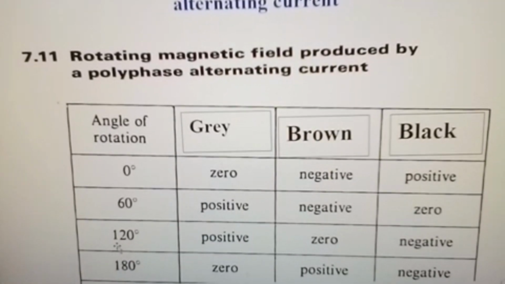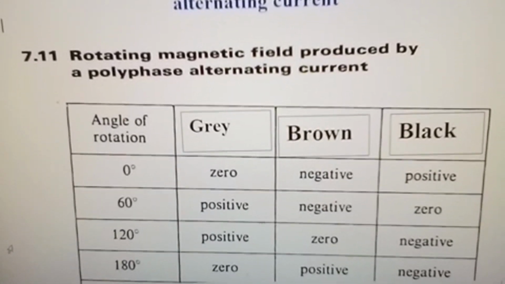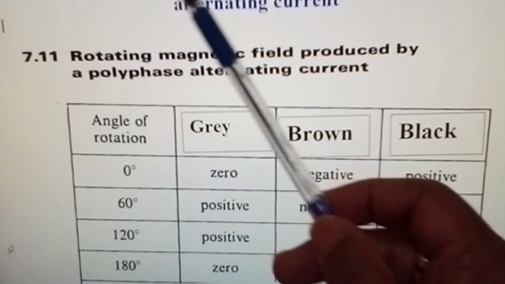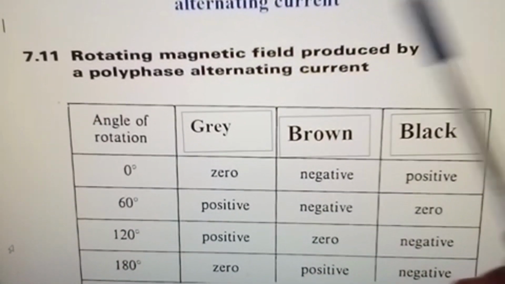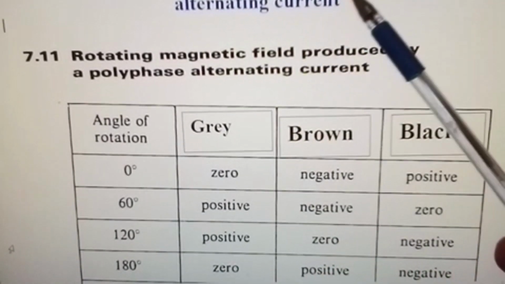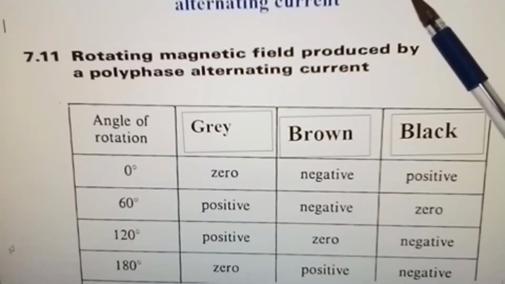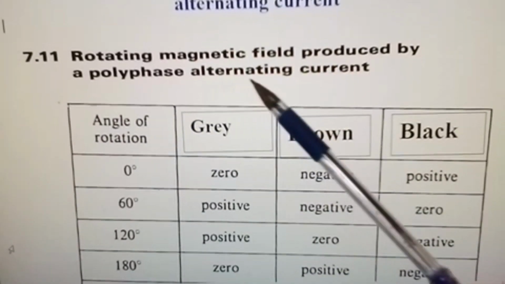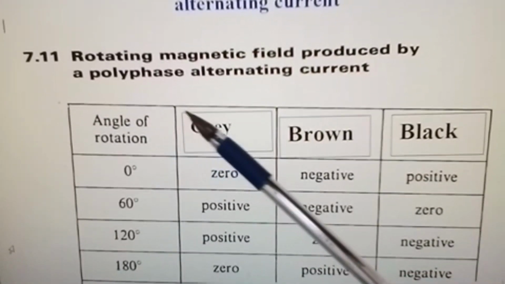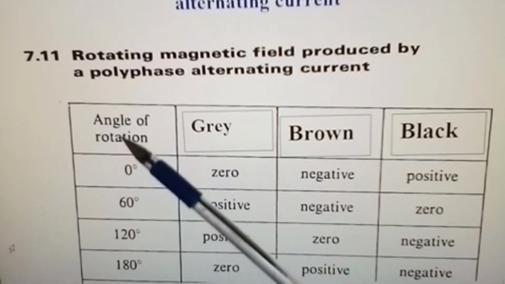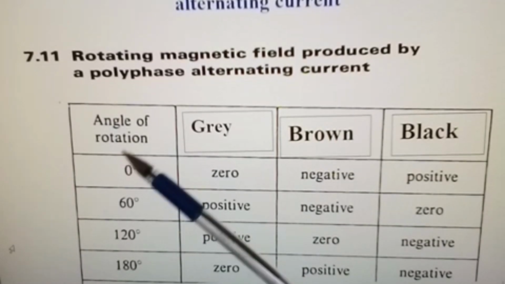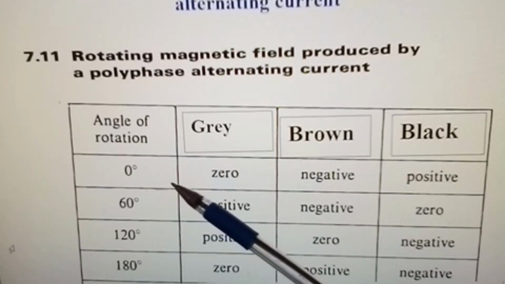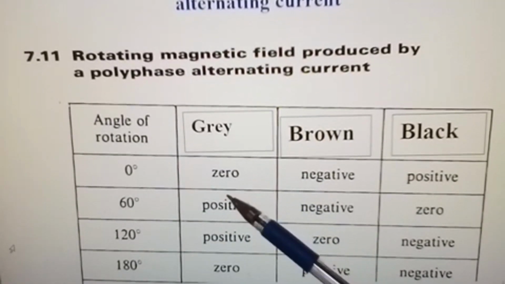Okay, welcome back. What I want to look at is the rotating magnetic field produced by a polyphase alternating current. Now, polyphase simply means a three-phase system, okay? Here, all I'm showing you is the angle of rotation, and remember the colors have since changed.